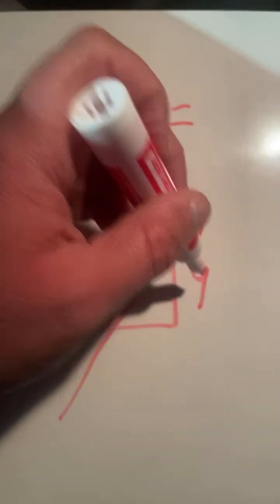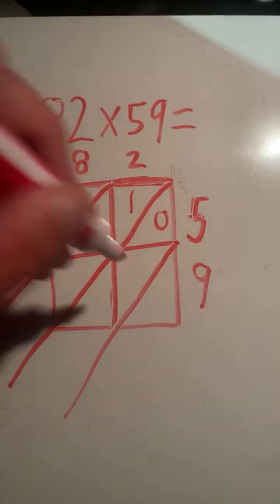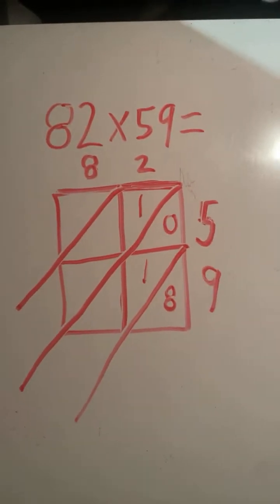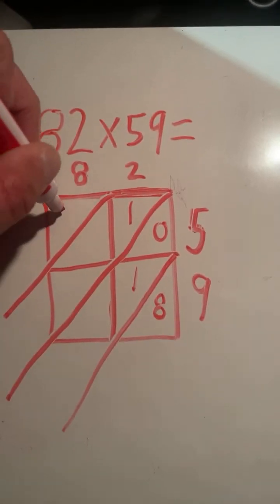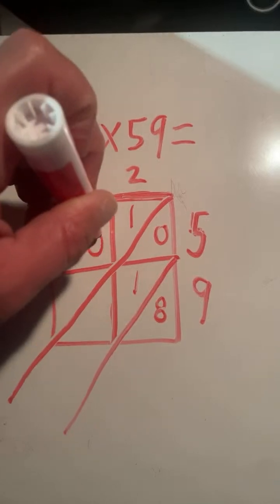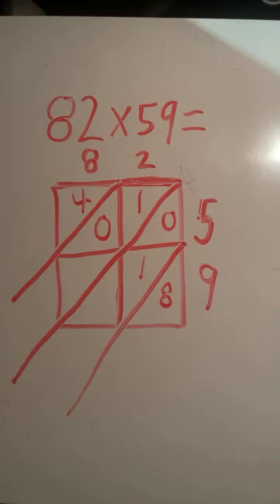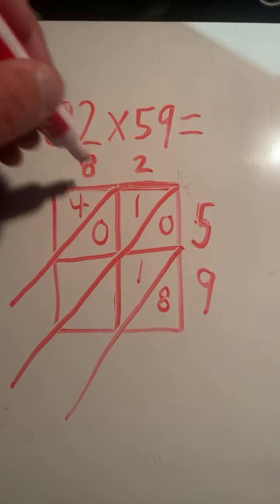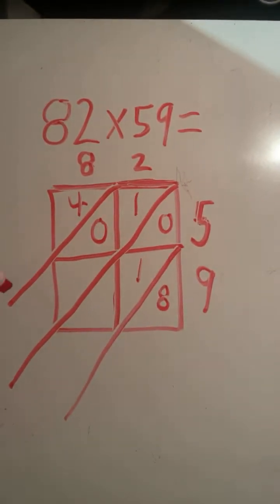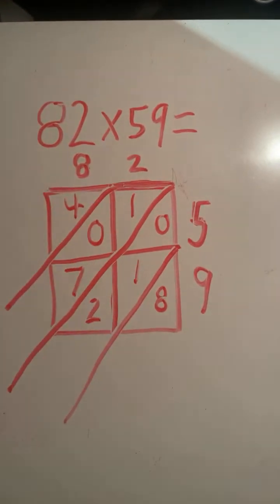Next we'll multiply 2 times 9. The answer to 2 times 9 goes in this square here. 2 times 9 equals 18. 1 in the top triangle, 8 in the bottom triangle. 8 times 5. The answer to 8 times 5 goes in this square. 8 times 5 equals 40. 4 in the top triangle, 0 in the bottom triangle. Then 8 times 9. The answer to 8 times 9 goes in this square. 8 times 9 equals 72. 7 in the top triangle, 2 in the bottom triangle.